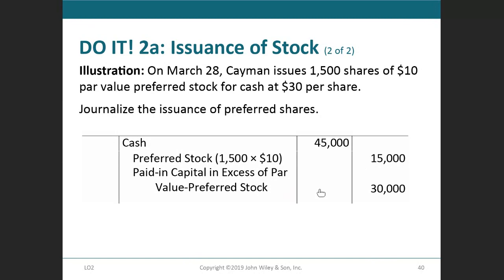Just a couple of more examples of the same that we have done. There is no difference in accounting. The only difference is the name of the account, preferred stock, and paid in capital in excess of par value preferred stock, and they are reported separately on the balance sheet. So far, so good?